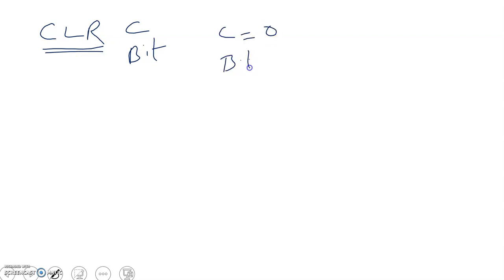Let us look into another instruction, which is CLR. CLR, again C or any bit. Again, it's simple. It makes C equal to 0, and any bit equal to 0.